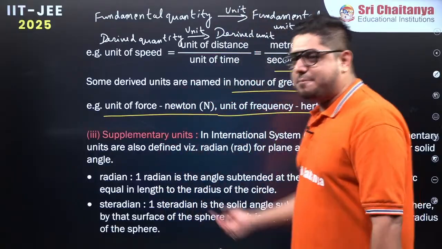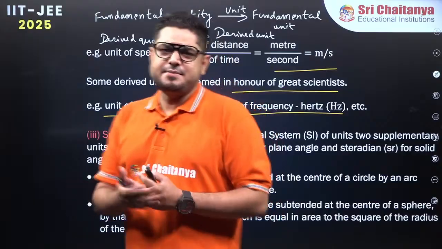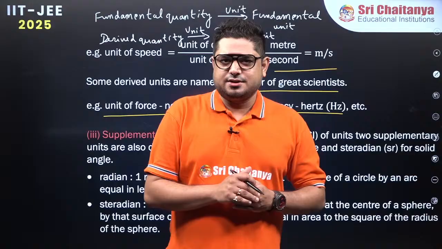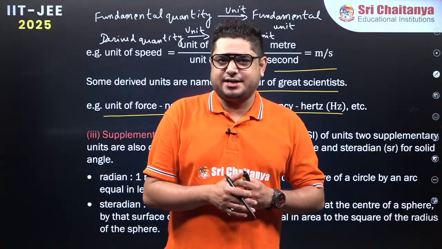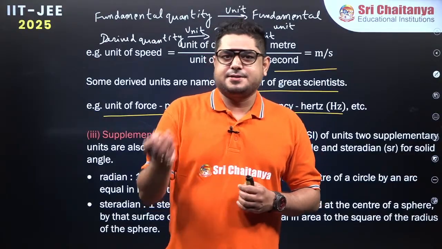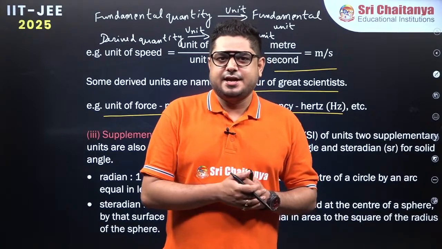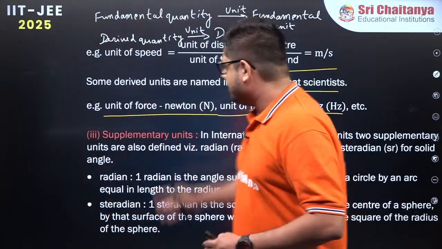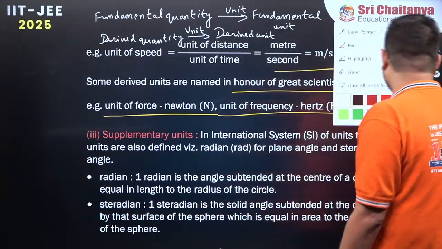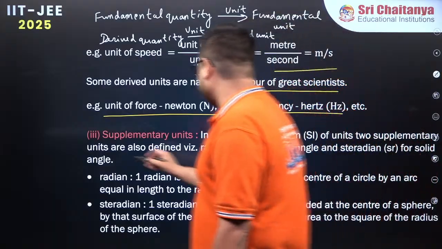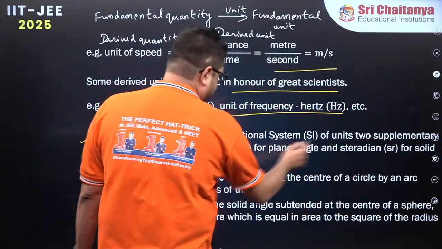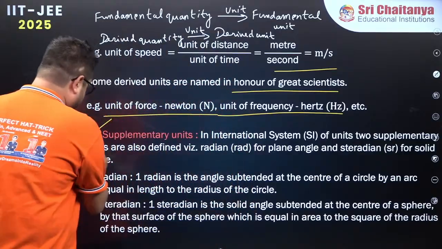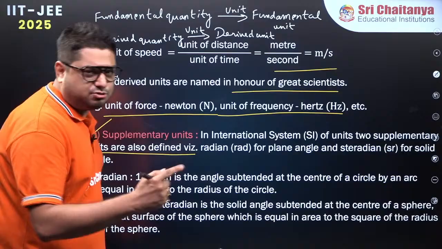So now comes the supplementary unit. I said that in the SI system there will be extra physical quantities associated: temperature, amount of substance, luminous intensity, and electric current. Along with that, there will be 2 supplementary units. Read this statement: in the International System, SI units, 2 supplementary units are also defined.